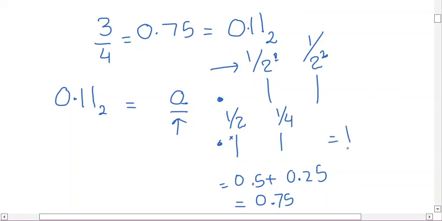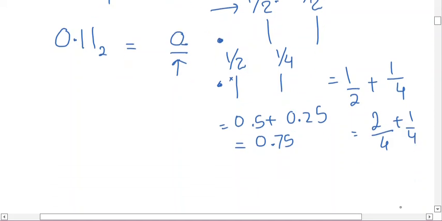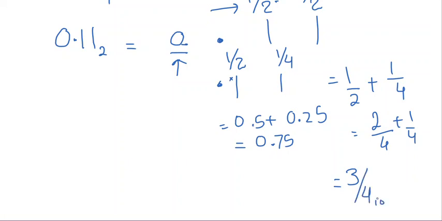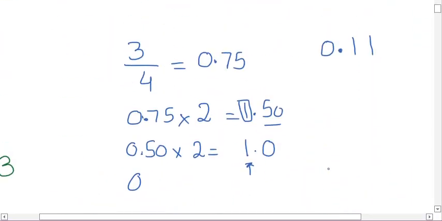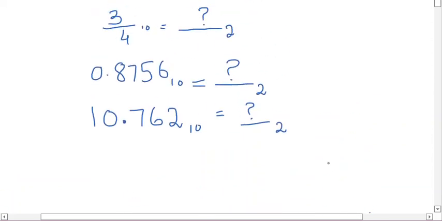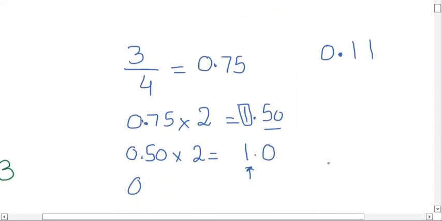Now if I do not want to add them as decimals and want to add them as fractions, I have half plus 1/4. Basically it is 2 over 4, just how we add fractions, plus 1 over 4, and I get 3 over 4. So we get our 3 over 4 base 10 back when we convert it back again. Okay, so this is how we convert a fraction. Now another example that I said we will do is 0.8756. So let's practice with me.